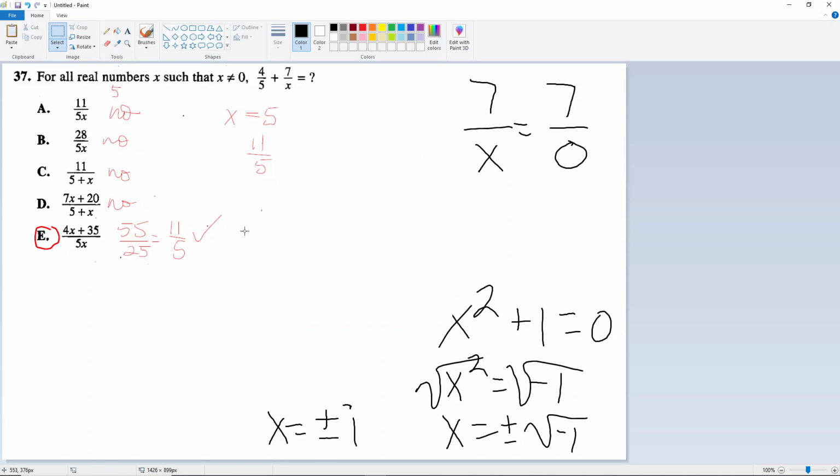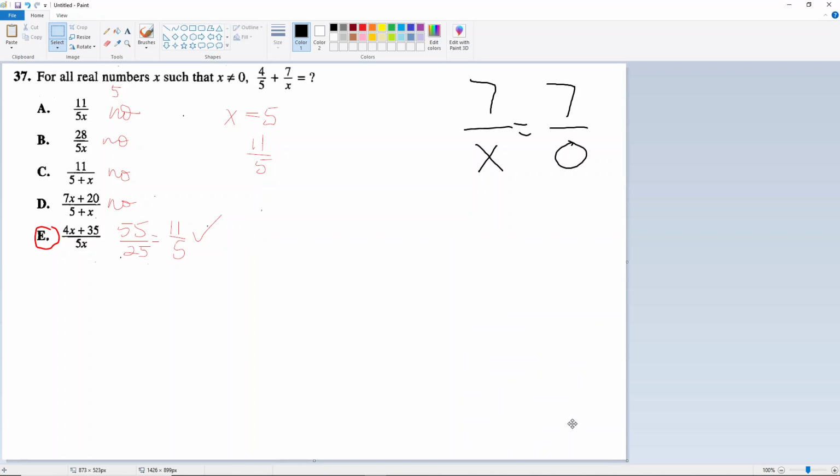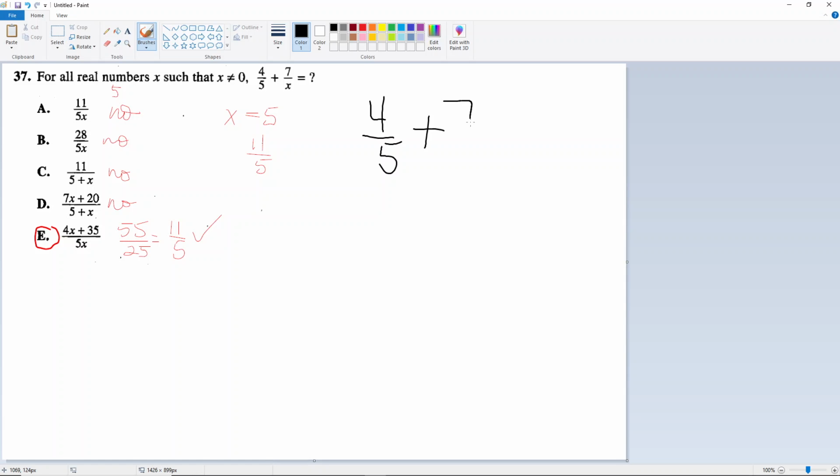So let me delete all of that stuff. And so that's why it says x is not equal to 0, because in this case, if x equals 0, we'd have division by 0. All right, two ways to do this. We could either deal with the fractions and find a common denominator, or we could plug in some numbers.